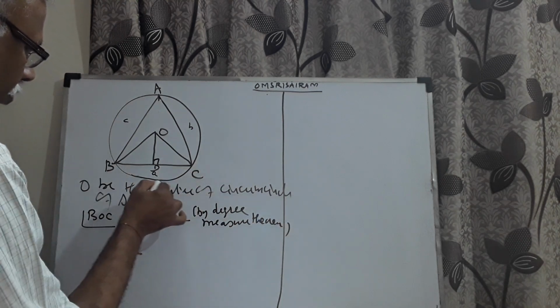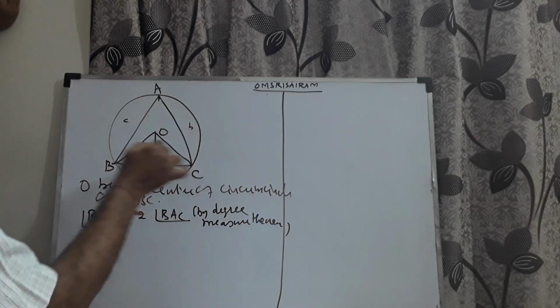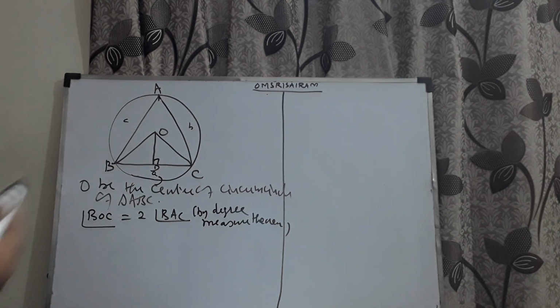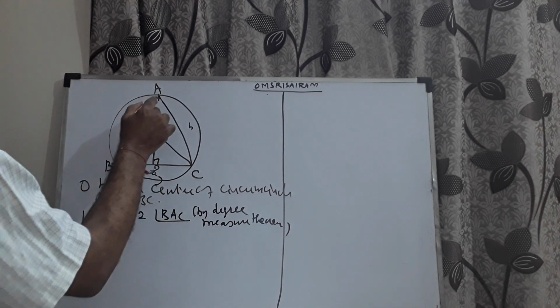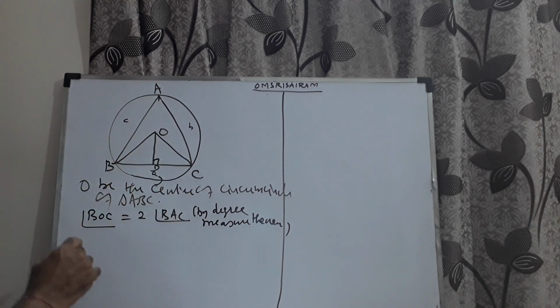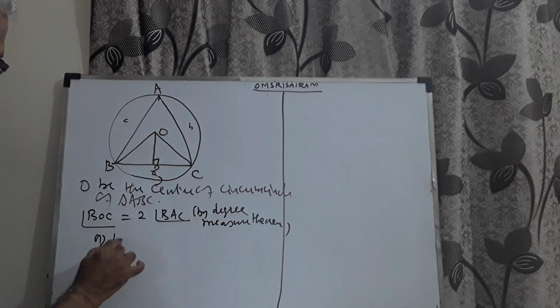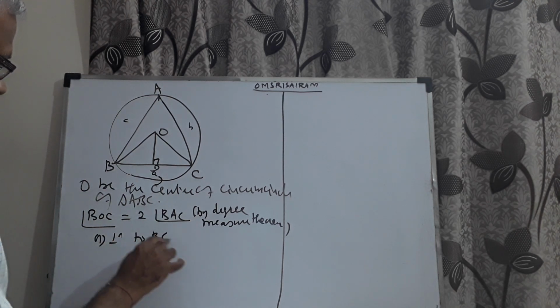The angle made by arc BC, this is my arc BC, is twice the angle at any point in the alternate segment, of course in arc CB. A is a point in arc CB. That's the one you are supposed to remember. Now angle BAC is nothing but angle A. Remember that carefully. Now draw OD perpendicular to BC.